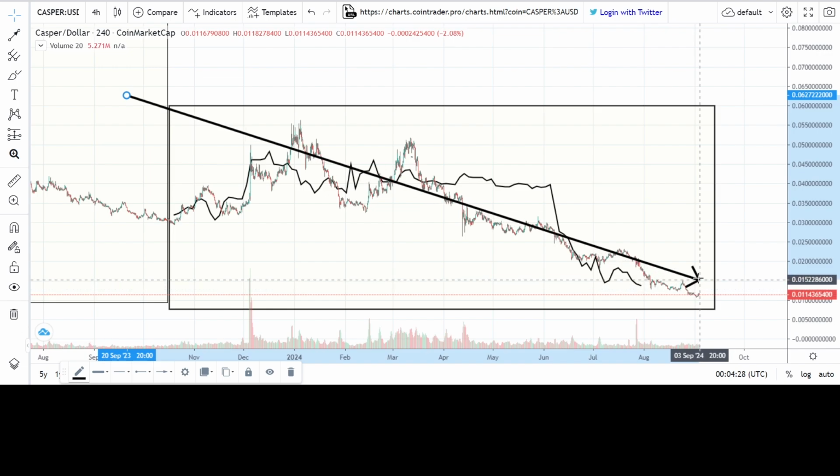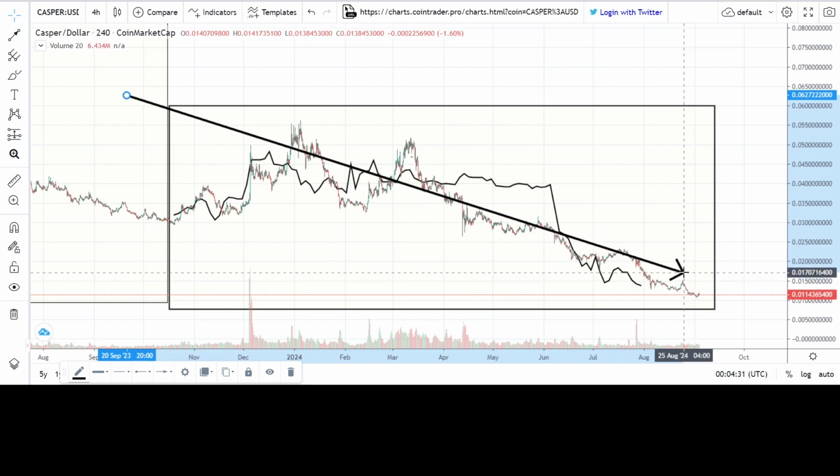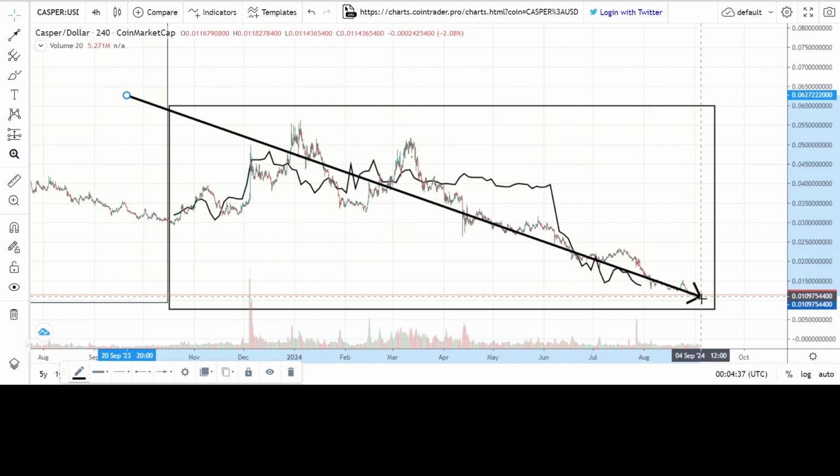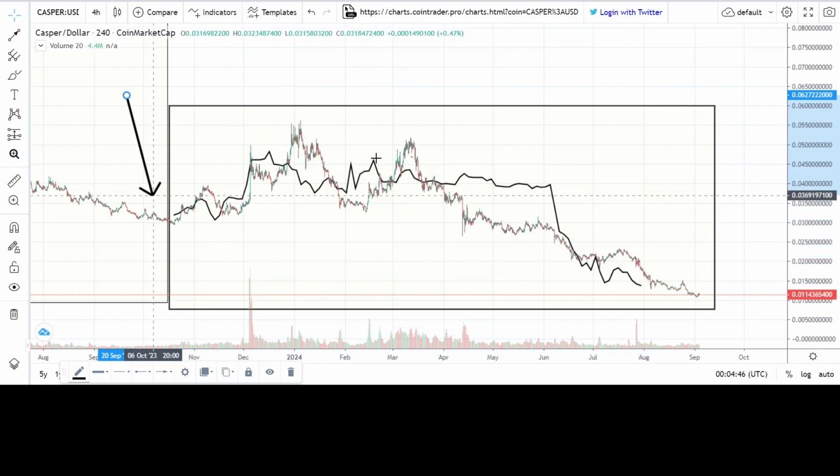Now, could it go a little lower? Yes, it could. But if it does, it's not going to be a cataclysmic drop, most likely. It's just going to be the final puttering out of this bounce.